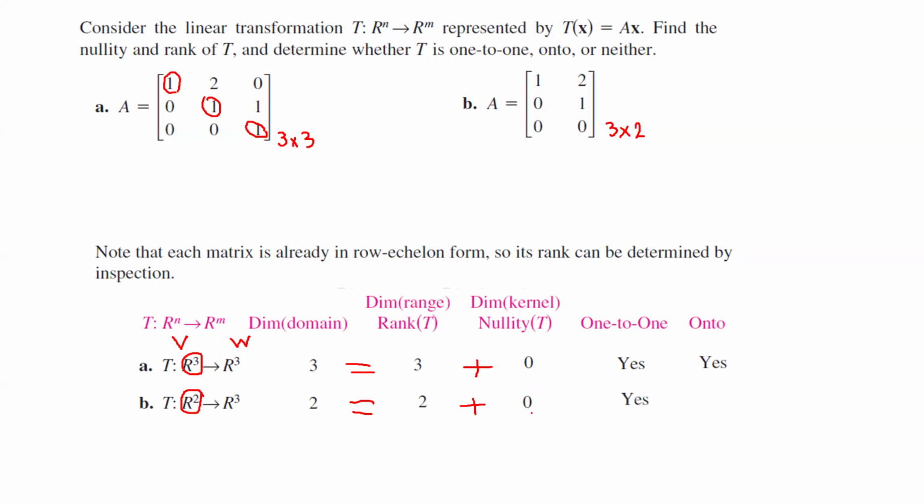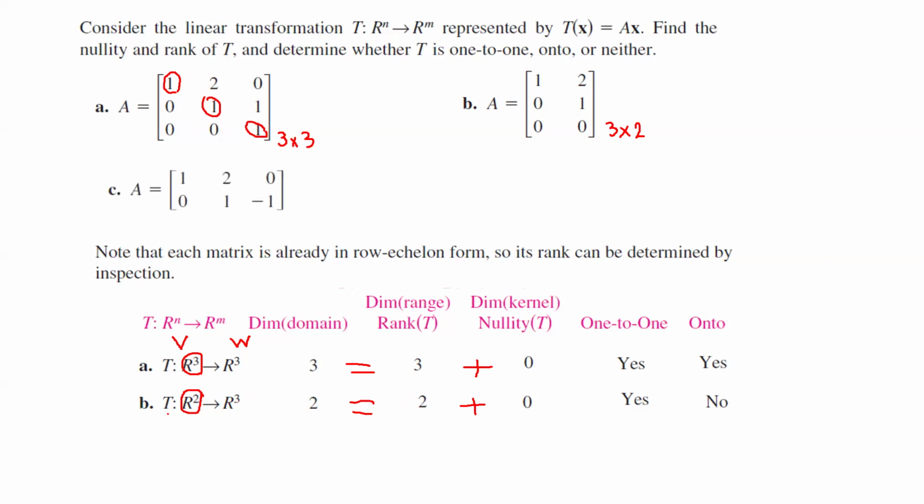Is this one-to-one? Yes, of course. Why is that? Because the nullity is equal to 0. The dimension of the kernel is 0. Is this onto? No, it is not onto. Why is that? Because the dimension of the range is equal to 2. It's not the same as the dimension of your W. They are different. This is 2 and this is 3. They are not equal to each other. So there is no way T is onto.